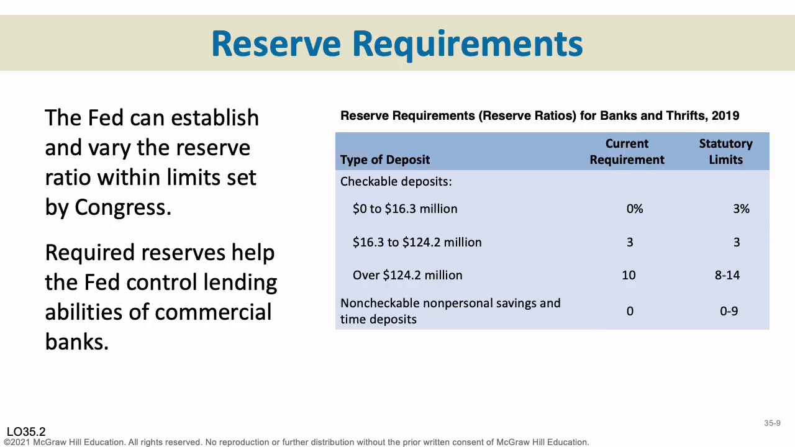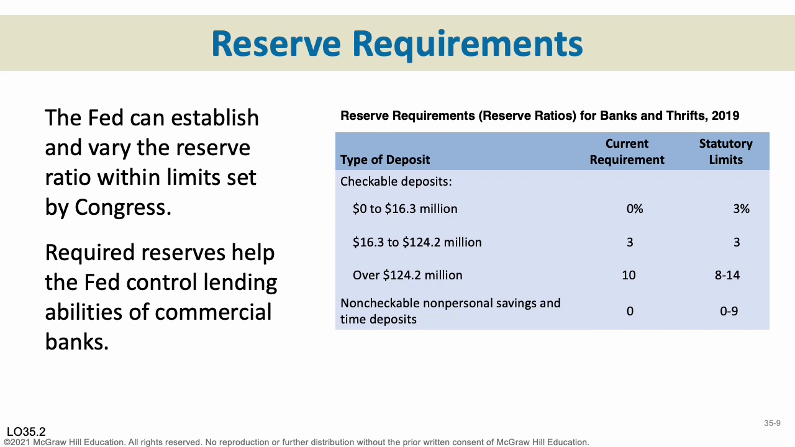Reserve requirements. So in this case, once again, the Fed can establish and vary the reserve ratio within limits set by Congress, and required reserves help the Fed control the lending abilities of the banks. If the Fed wants to rein in how much money banks are lending, what they could do is make them require more reserves. It's just not something they generally alter very often.